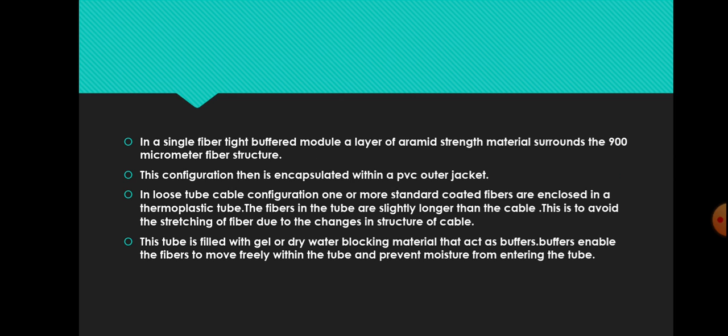In the case of the loose tube cable configuration, one or more standard coated fibers are enclosed in a thermoplastic tube. That means more than one fiber is enclosed in a thermoplastic tube. The fibers in the tube are slightly longer than the tube, which is provided in order to avoid stretching of the fiber due to changes in the structure of the cable. This tube is filled with gel or dry water that acts as a buffer. The buffer enables the fibers to move freely within the tube and prevents moisture from entering the tube.